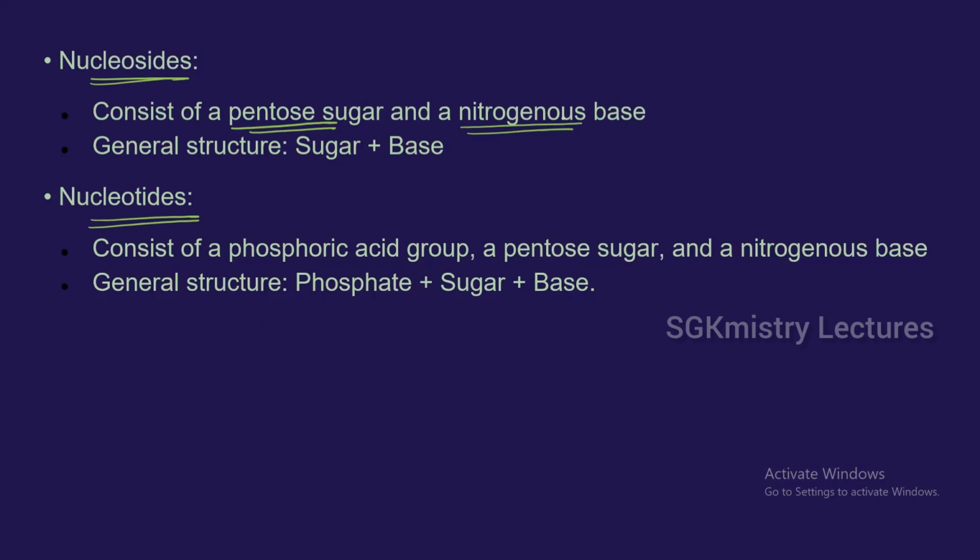That is whatever we have discussed: adenine, guanine, cytosine, thymine, based on the nucleic acid that we are talking about. Nucleotides contain a phosphoric acid group, a pentose sugar, as well as a nitrogenous base. So here, along with the sugar and base, there is also a phosphate linkage or a phosphate group. So now let us try to write the structure of the nucleoside as well as the nucleotide.